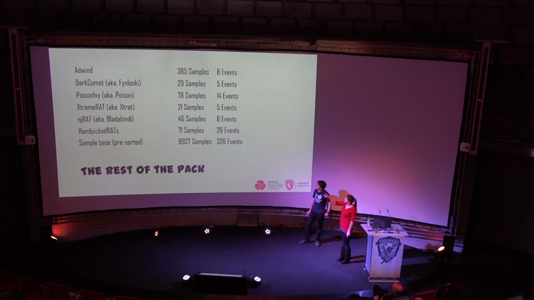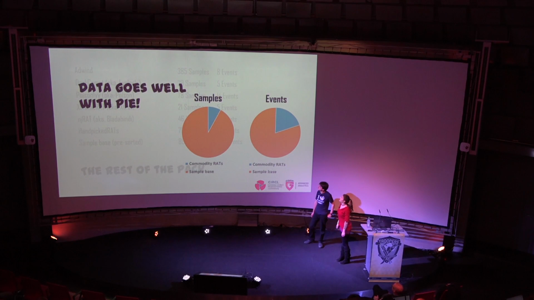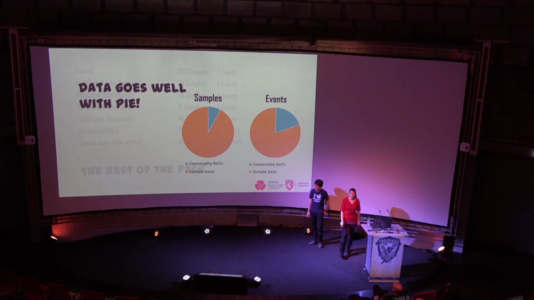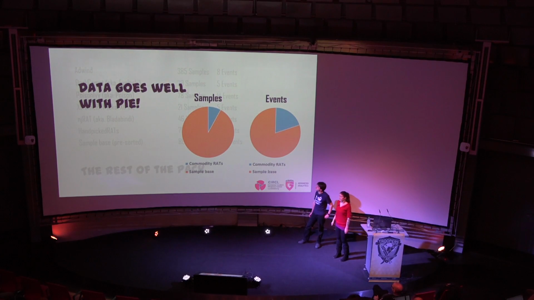You also see a lot of samples, especially with Xtreme, which has been used a lot, and the dedicated event counters. And if you have a closer look at the data thereafter, you see that almost a quarter of the events we analyzed was associated with commodity RATs. So almost a quarter of these attackers or of these groups were using RATs that they didn't write themselves. And they're not any less successful just because they don't write the malware themselves.